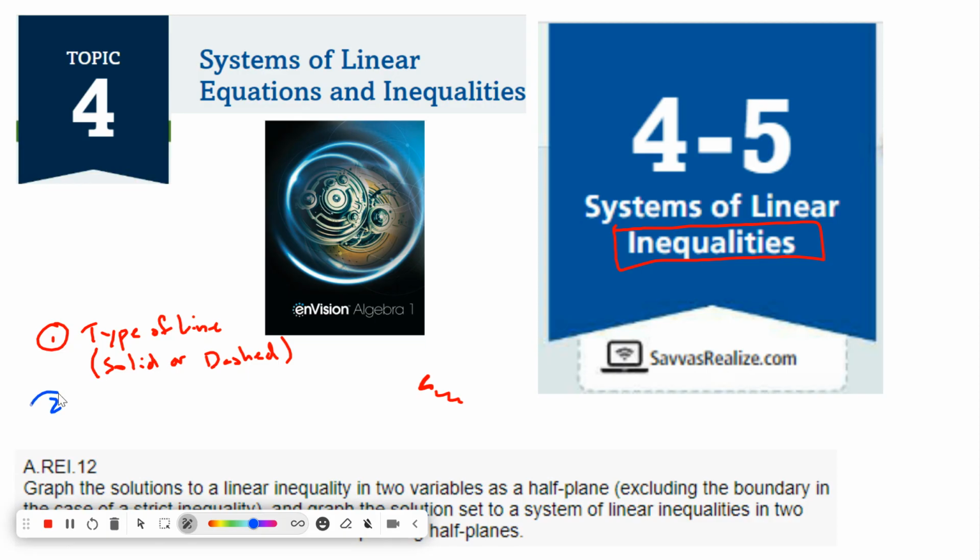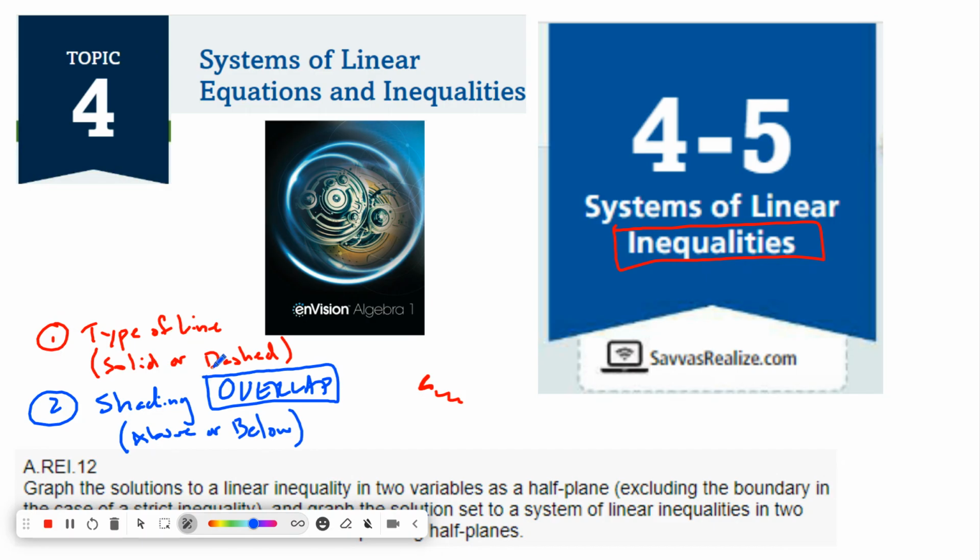The second major difference is you have the shading. Remember, we do above or we do below. And you're going to see that when we do these systems of inequalities, the shading is going to be where they overlap. This is a big idea: we're going to look for where the shading overlaps. We're going to do a lot on Desmos, and Desmos will have two colors. You just have to identify where those two colors overlap.